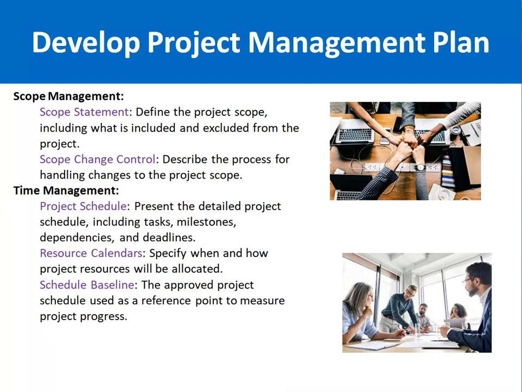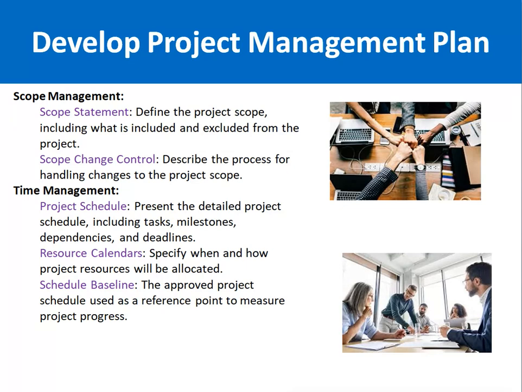Next is the resource calendar. That means specify when and how project resources will be allocated. For example, 2 resources will be allocated in January, 3 resources in February, then 4 resources in March, etc. So this is called the concept of the resource calendar.